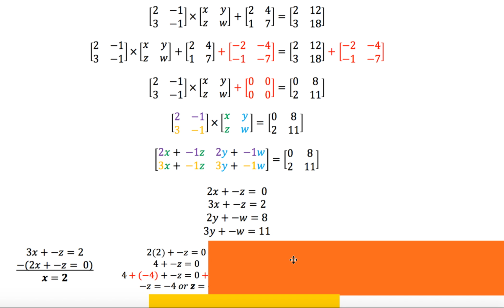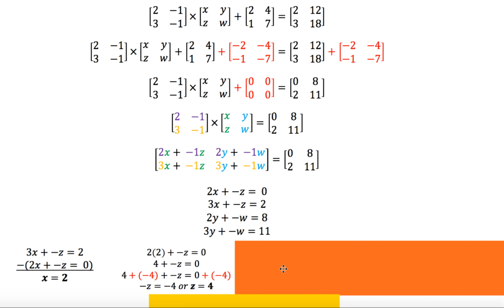Well, knowing x is 2, we can plug this into our equation. So I know 2 times 2 plus negative z is going to give me 0. So I know 4 plus negative z is going to give me 0. And once again, we're going to use our inverse property. So I'm going to add the opposite, but I have to add the opposite over here. And so I get negative z is equal to negative 4, which is equivalent to z being 4. So now I have x is 2, z is 4, and that was using the top two equations.